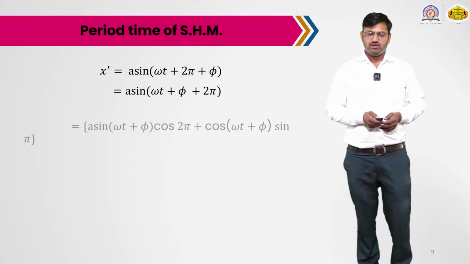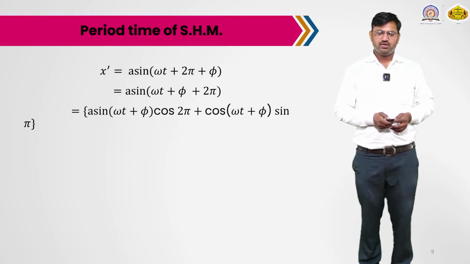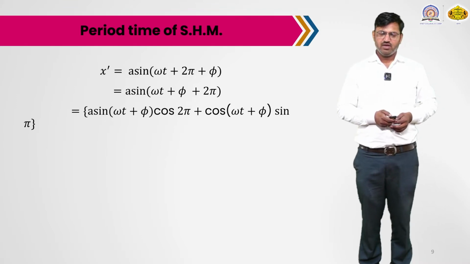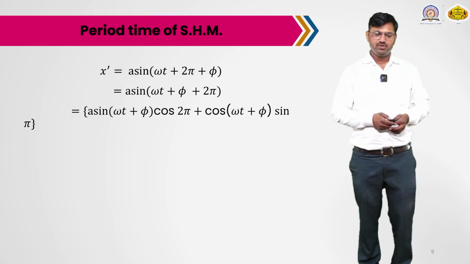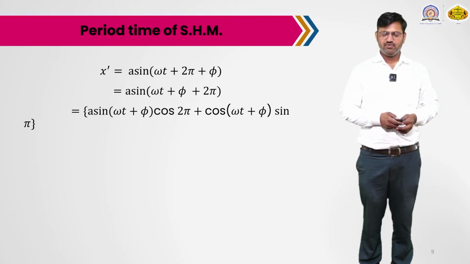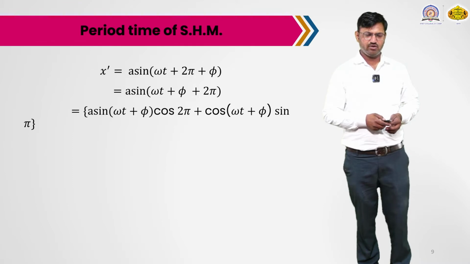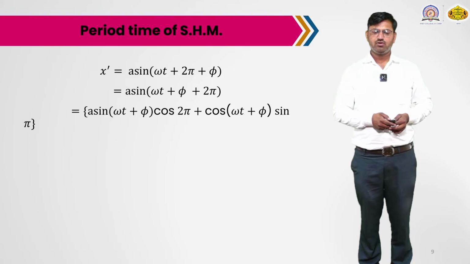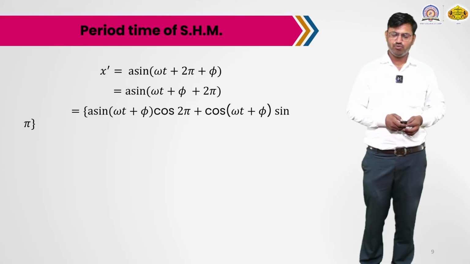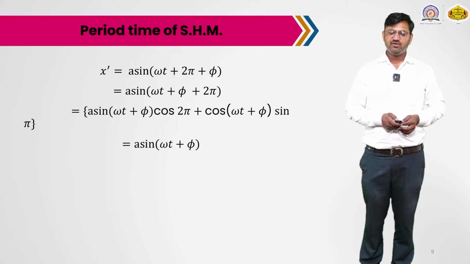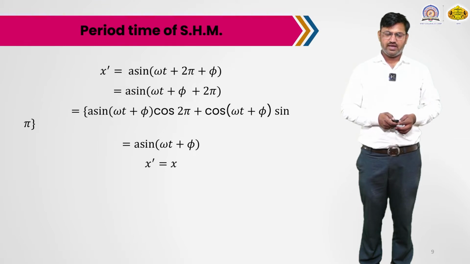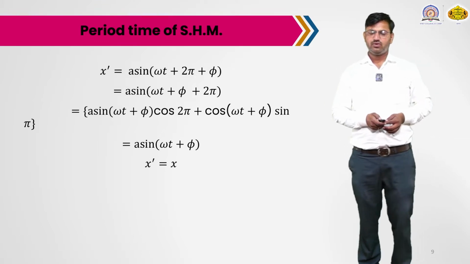Therefore x' = a sin(ωt + φ) cos 2π + a cos(ωt + φ) sin 2π. Here we use the formula sin(A + B) = sin A cos B + cos A sin B, where A is (ωt + φ) and B is 2π. Therefore x' = a sin(ωt + φ), and x' = x.